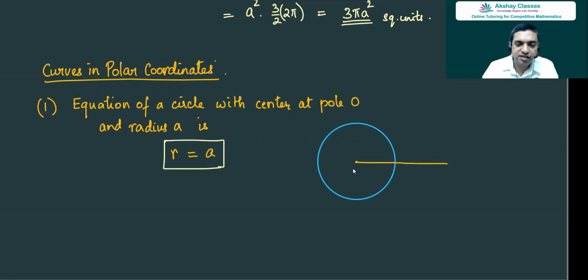This is the initial axis. This is the pole, and r is equal to A. A is the radius. So r equal to A gives by default the equation of the circle in polar coordinates.